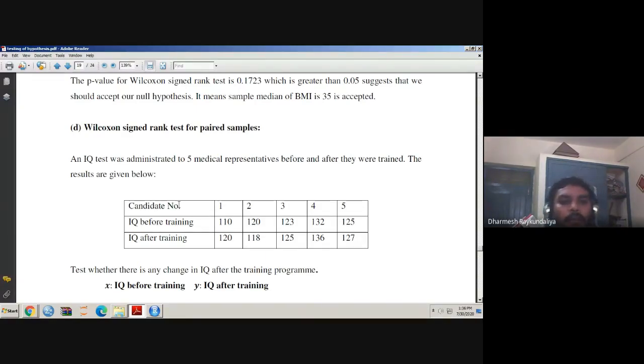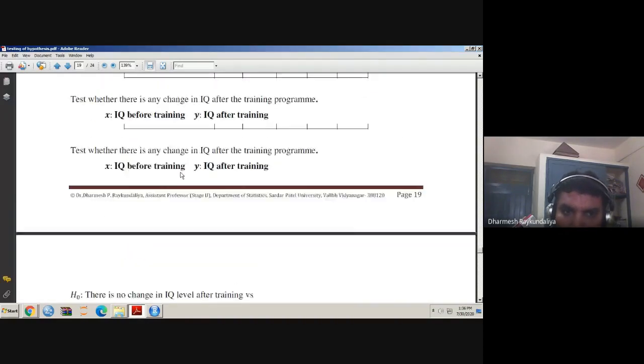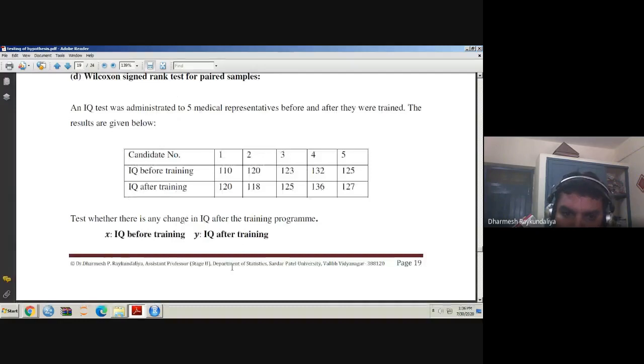An IQ test was administered to 5 medical representatives before and after they were trained. So, an MR has got the job, and they have been given the training. Before the training, their IQ level is measured, and after the training their IQ level is measured. Now they wish to see whether their IQ level has improved or not. If it has improved, then the training is effective. If not, then the training is not effective. So the data is collected before and after training, with their IQ scores. X is the before training IQ level, and Y is the after training IQ level.